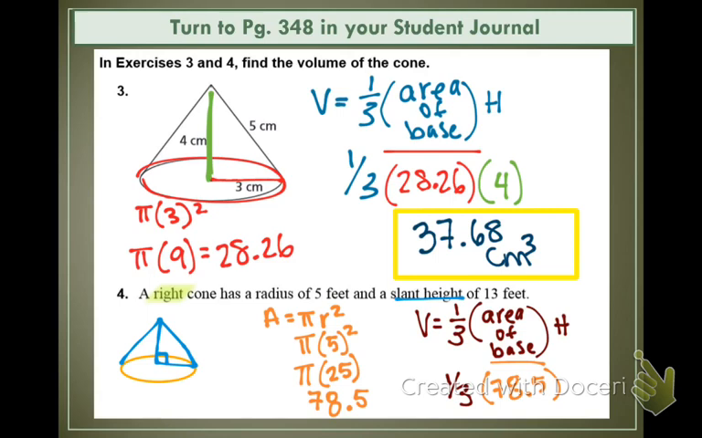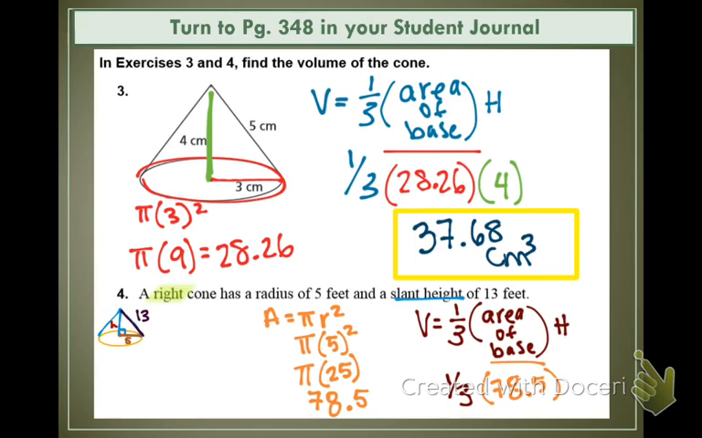That's not that bad. It's really not. What's the radius? We already found it. 5. The radius was 5. We have also the slanted height, which is 13, and we're missing the regular height. So how do we find the missing height?